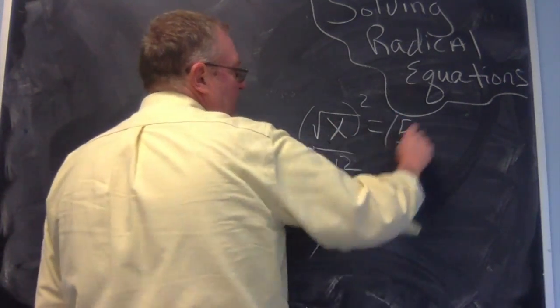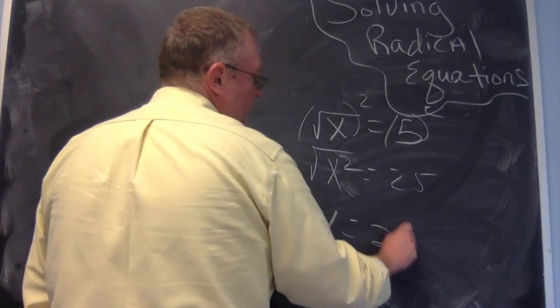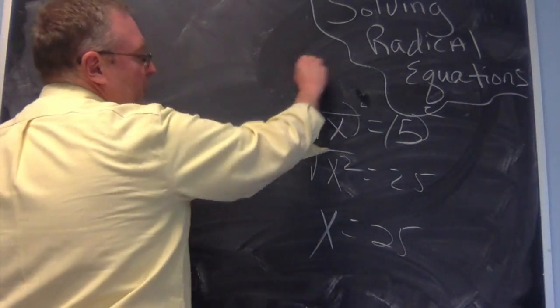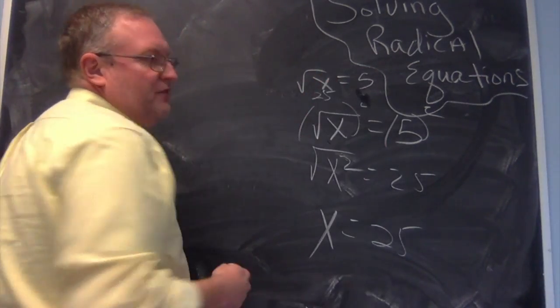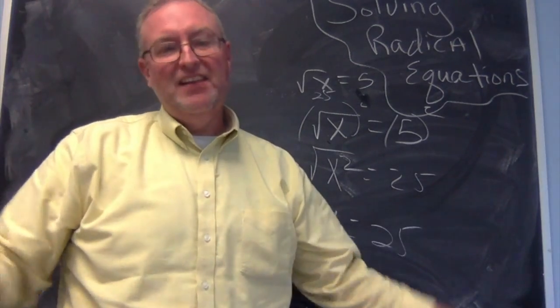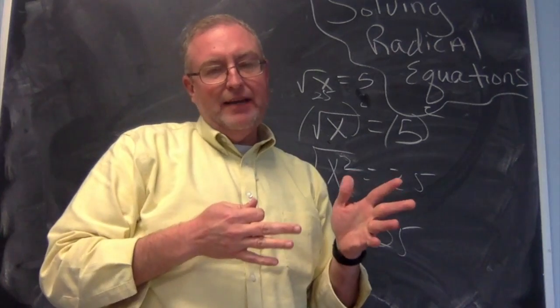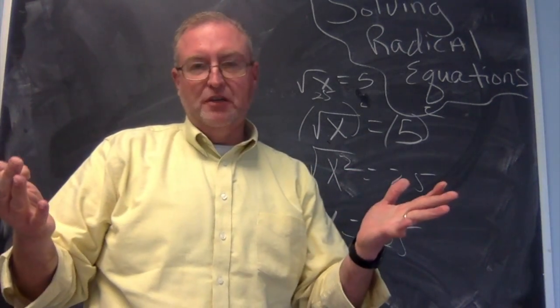But what you do to one side, you have to do to the other. So it equals 25. So x equals 25. And if we go back and check it in our original problem, the square root of x equals 5. If x is 25, the square root of 25 is 5. So it works out great. Yay! So you're able to solve it. But again, remember: isolate the radical, square both sides, then answer the problem. That's pretty much all there is to it.